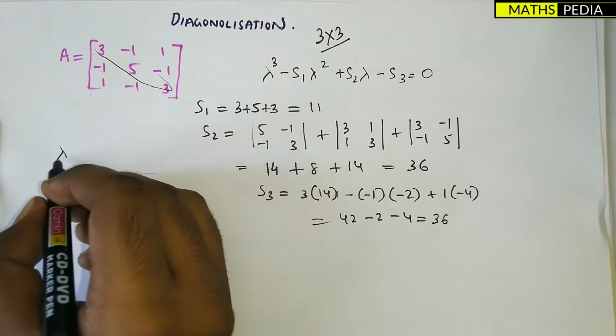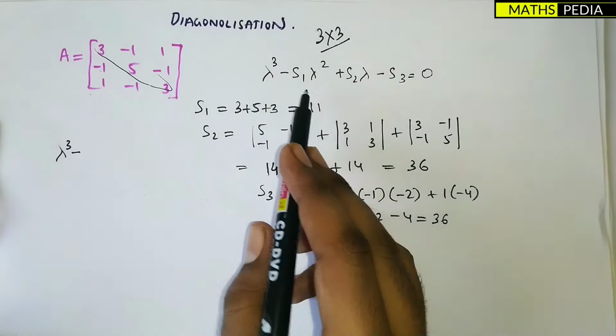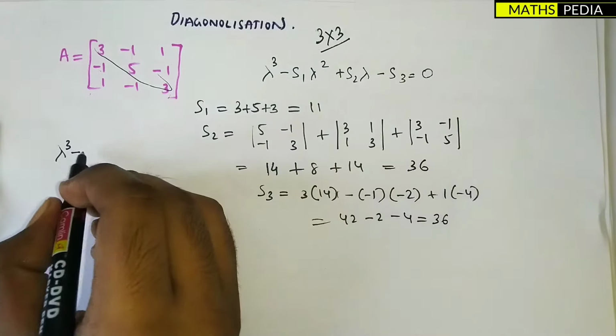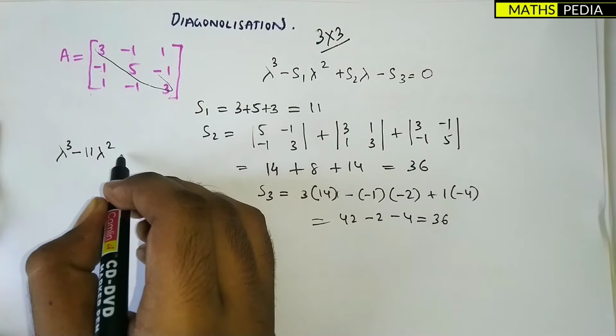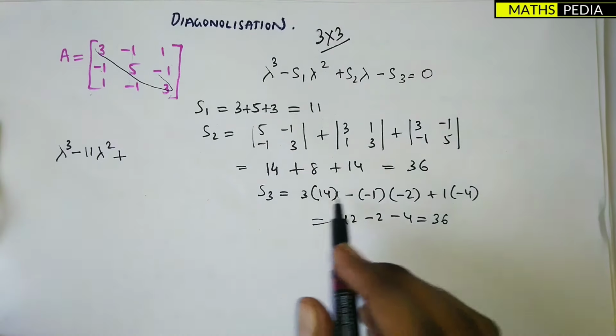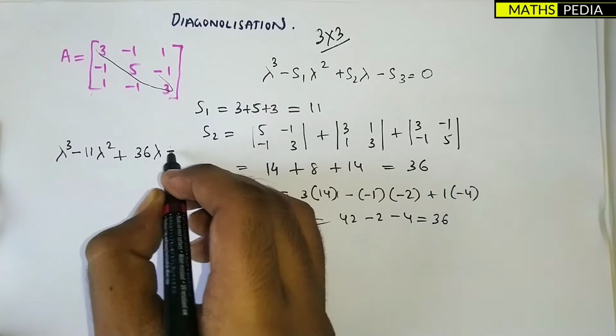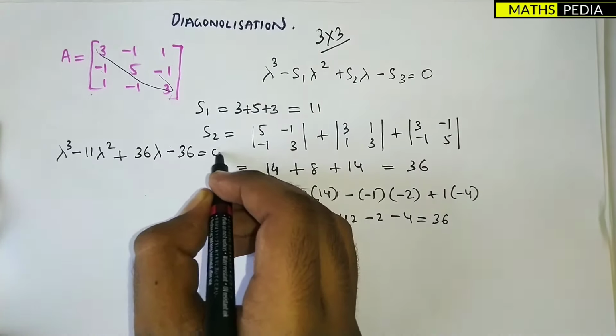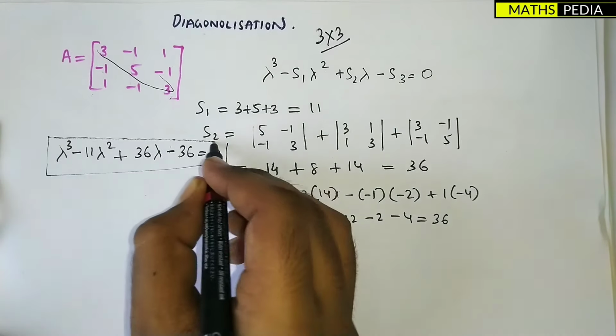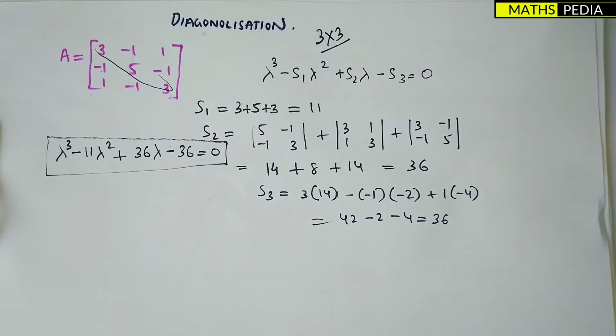Now after finding all this, you have to just substitute here. So you'll get lambda cube minus S1, what is S1 here? It's 11. So 11 lambda square plus S2, what is S2 here? 36 lambda minus S3, which is again 36, equal to 0. See, we found the characteristic equation. Now from this you have to simplify. Now the problem comes here, this is a cubic equation.